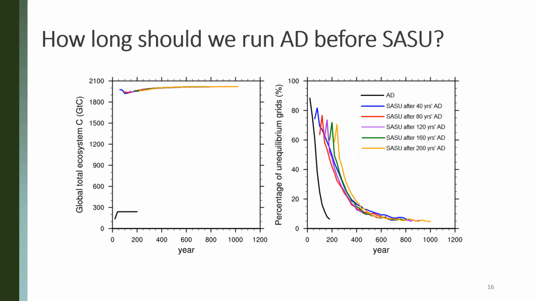If we have two phases for the semi-analytic spin-up, how long should we run the AD phase before the semi-analytic spin-up phase? We conducted a sensitivity simulation, in which the colored lines represent running AD for 40 to 200 years. The colored lines almost overlap for both carbon storage and the unequilibrium grid cells, which means the timing to turn off the AD is not that critical.